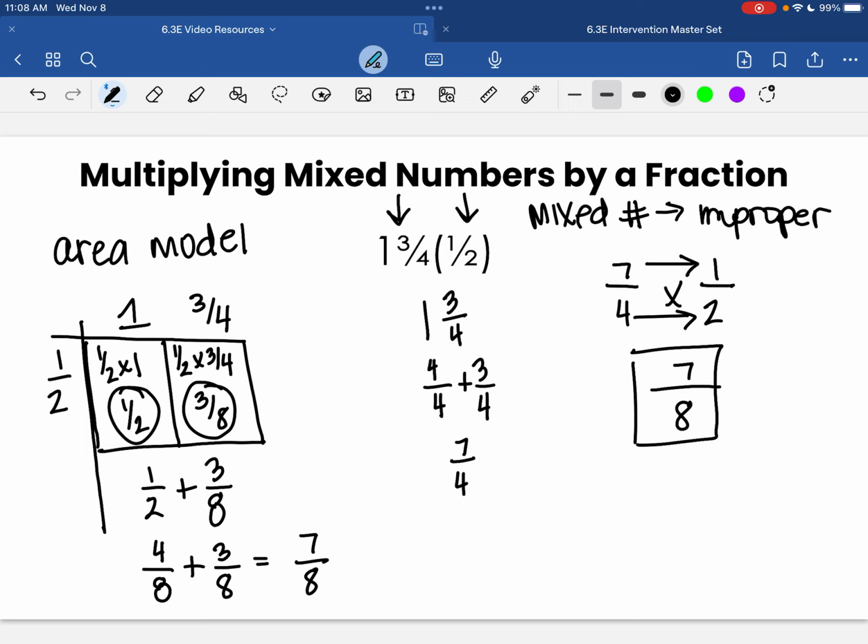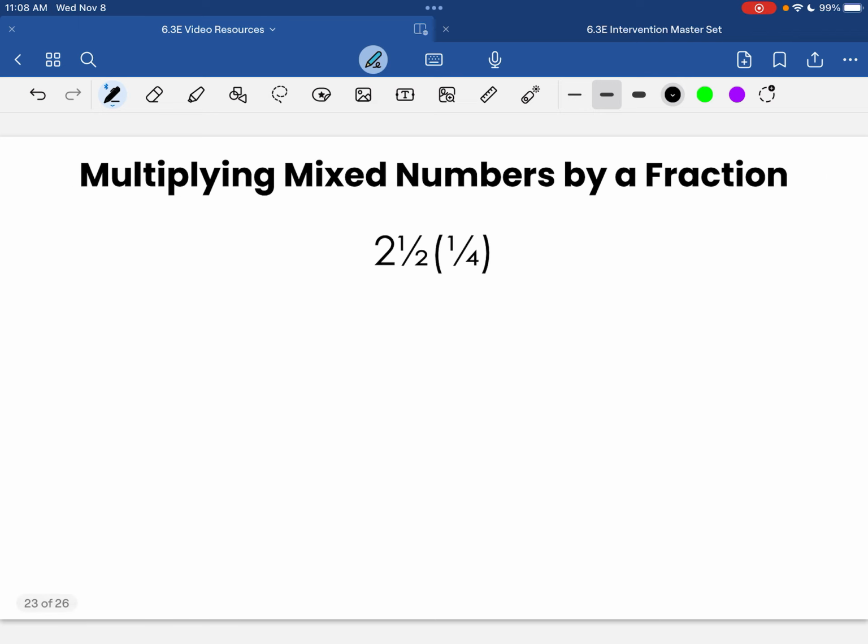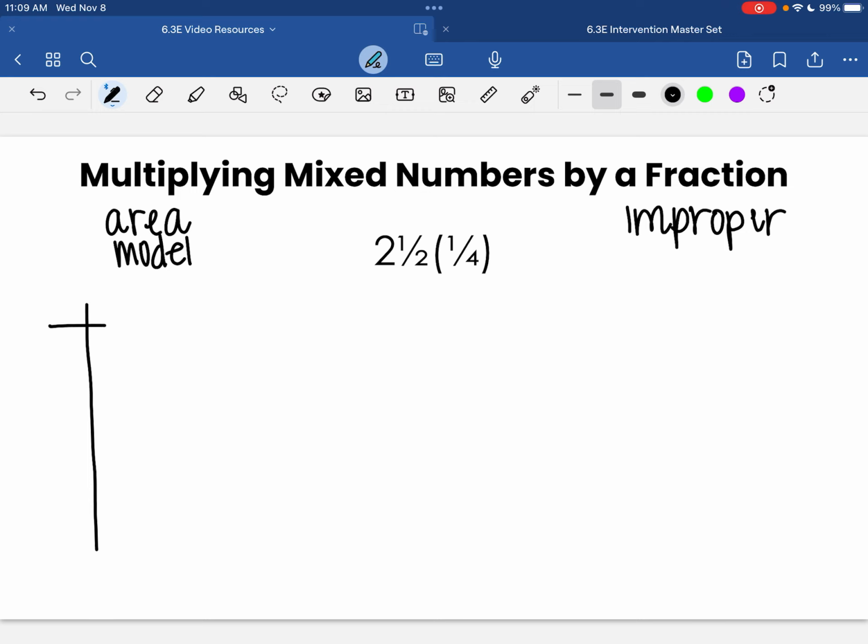All right, let's take a look at one more. So now I have 2.5 times 1/4. And again, we're going to use our area model, and then we'll look at going improper. So for our area model, I'm going to draw the area mat. And my first factor is 2.5. So I have two wholes, and then I have my half. My second factor is just 1/4.